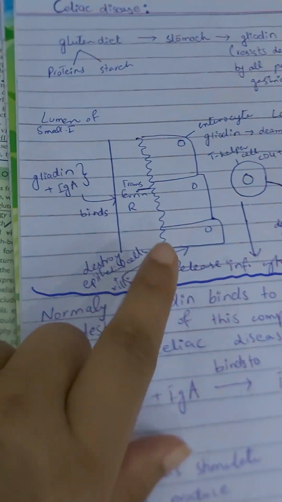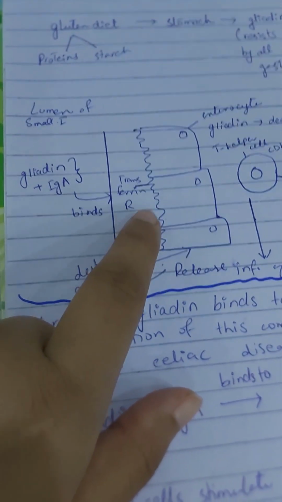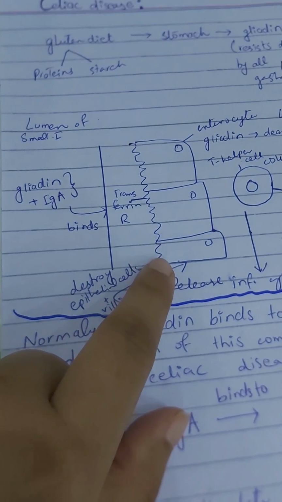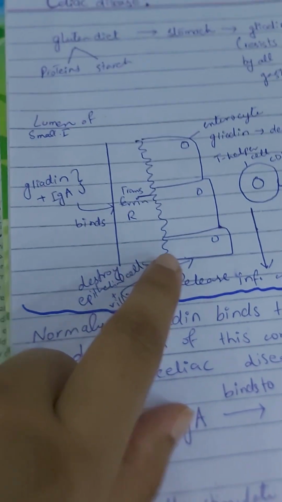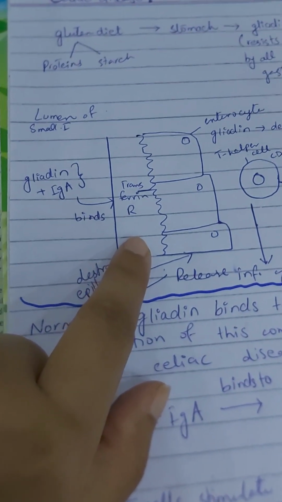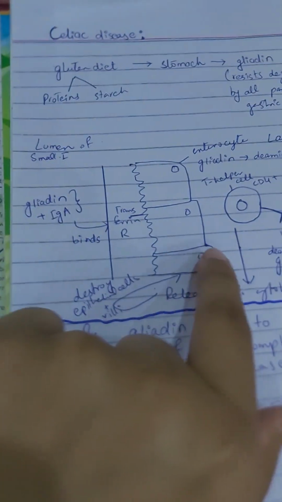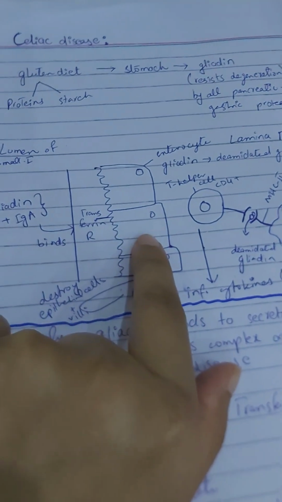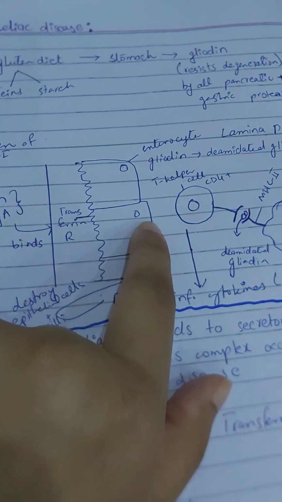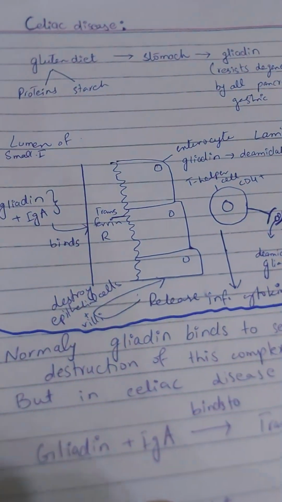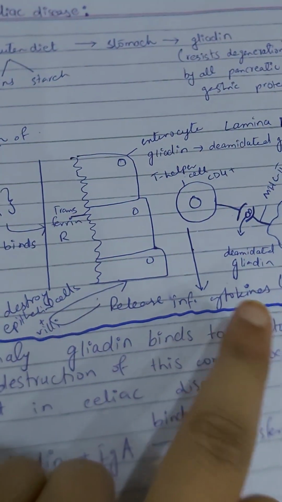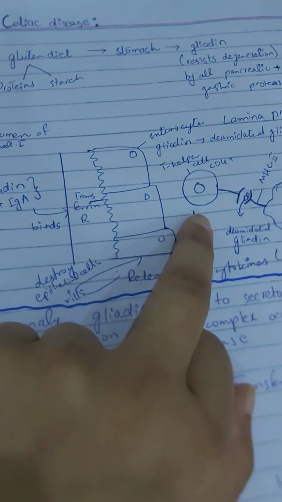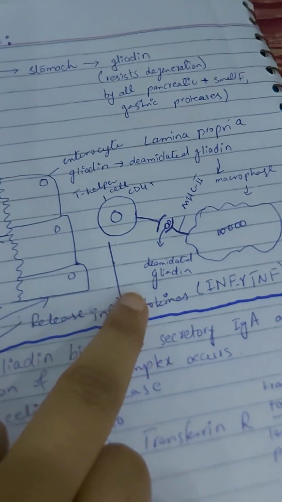It binds to the transferrin receptor that is normally present on the cells of the small intestine, on the membrane. So it binds to the transferrin receptor, with the help of which it is transcytosed through the enterocytes, which are the normal cells of the small intestine. Transcytosed meaning it enters into the lamina propria of the small intestine by passing through the cell. Now it enters into the lamina propria.